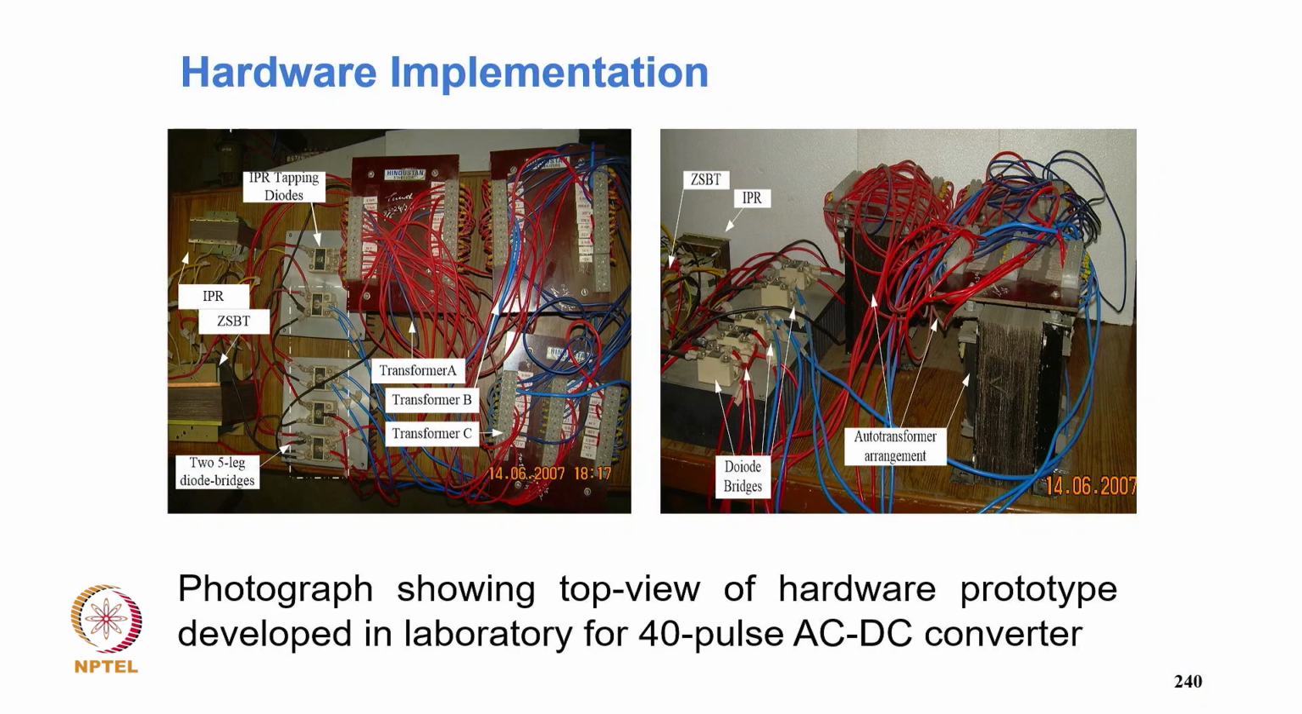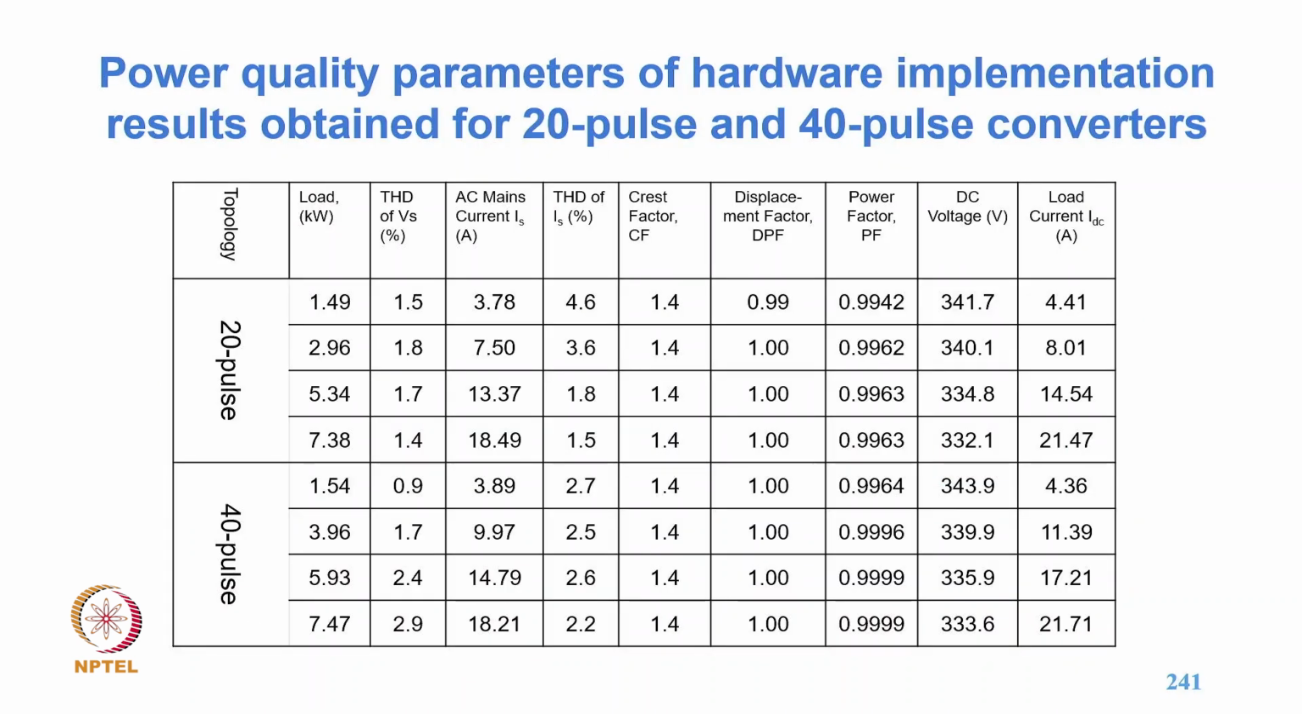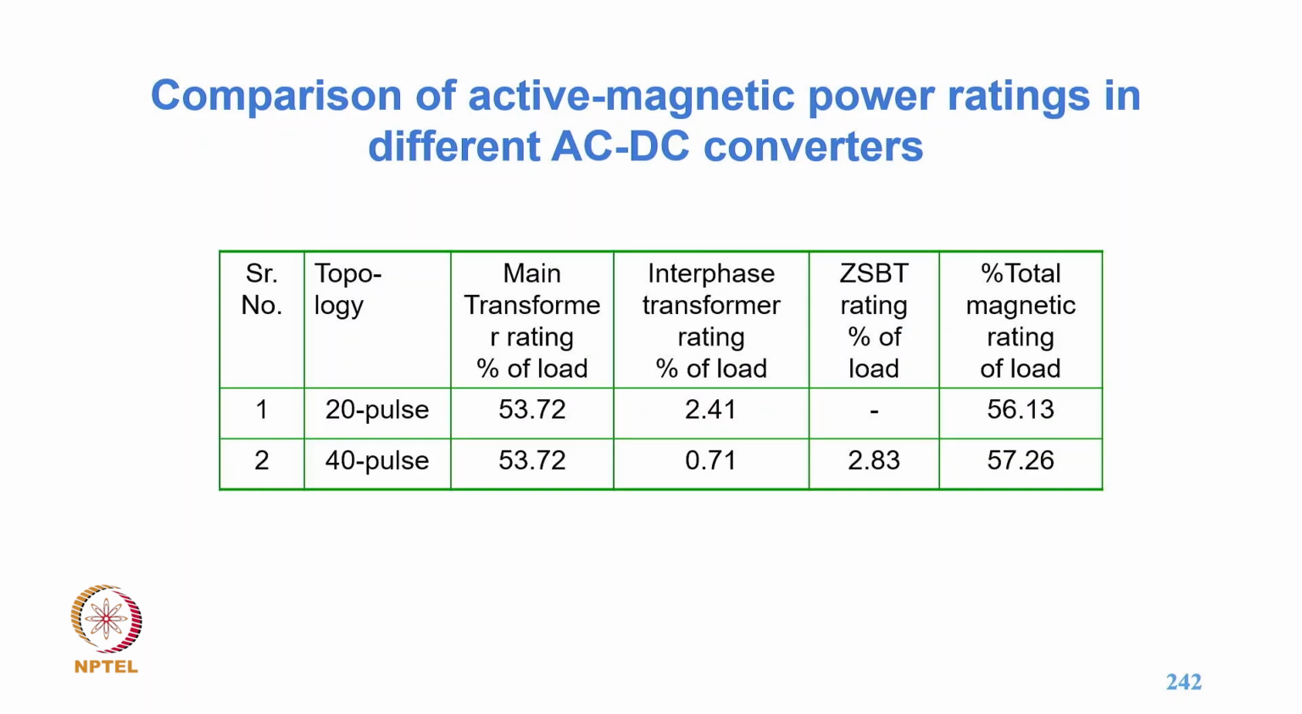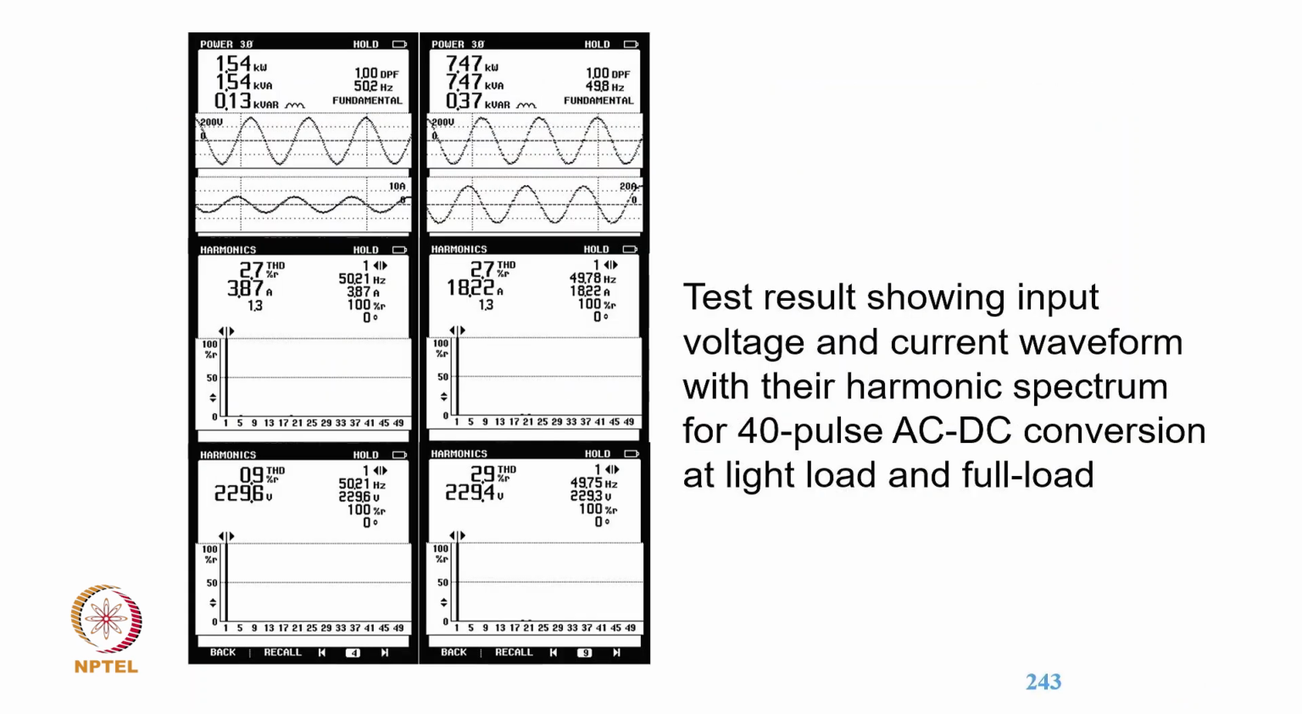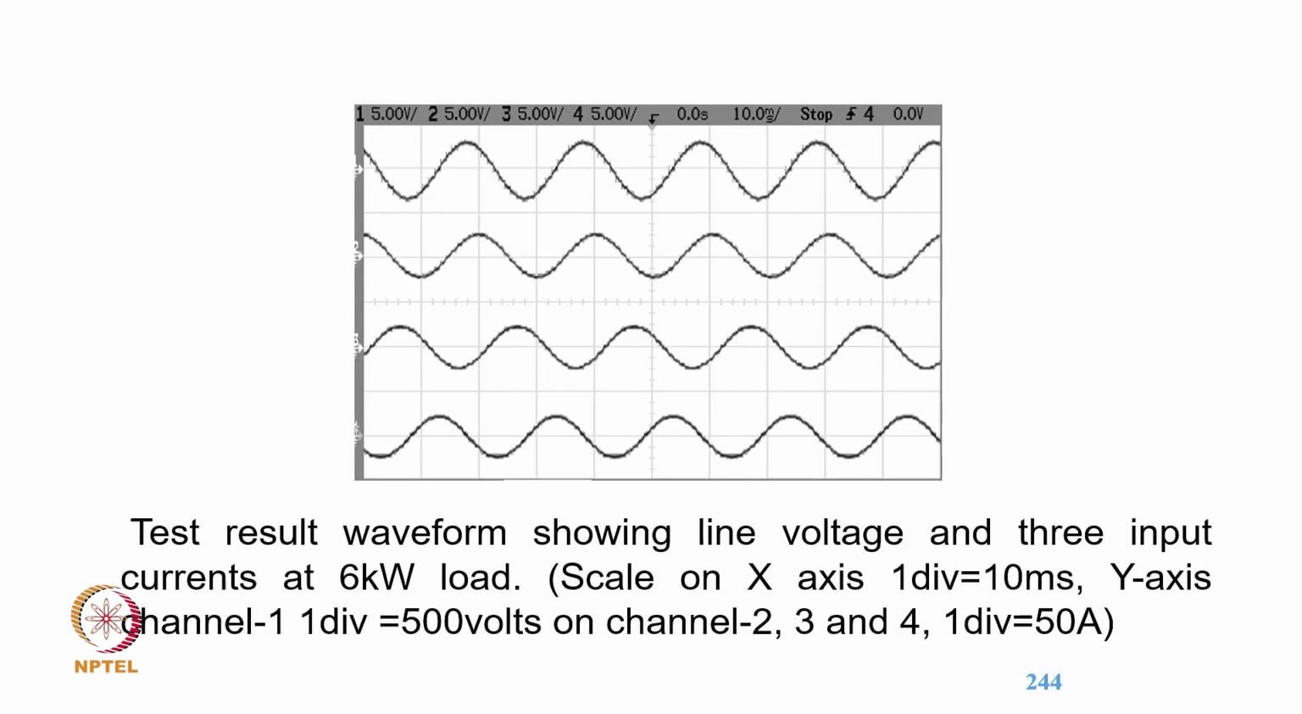And these are typically, you can see the photograph of the 40 pulse configuration developed in the laboratory by our research student. You can see how the TAD is reducing from 4.6% to 1.5% per load for 24 pulse, and for 40 pulse 2.7 to 2.2%. The transformer magnetic rating for the non-isolated one comes to less than 100%, 56 or 40%. Experimentally, the TAD of supply current is 2.7% at light load and 2.7% at full load, not much change.